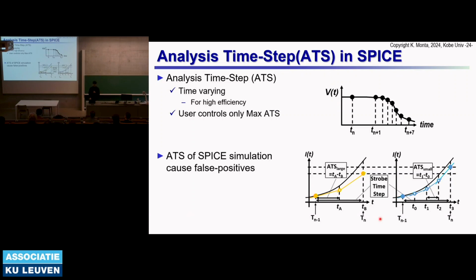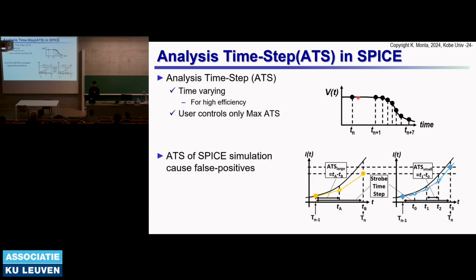This shows the internal algorithm of deciding the analysis time step inside SPICE. The analysis time step is time varying, as shown in this figure. This is for high efficiency. If detailed analysis is needed, the simulation time gets longer and longer. So they want to do less analysis, increasing the analysis time steps so that they can make the simulation faster and faster. This is the internal algorithm to decide the analysis time steps. So the user can control only the maximum analysis time step.